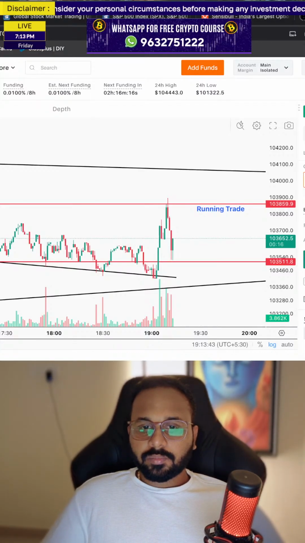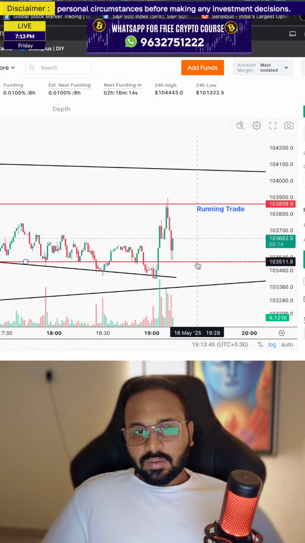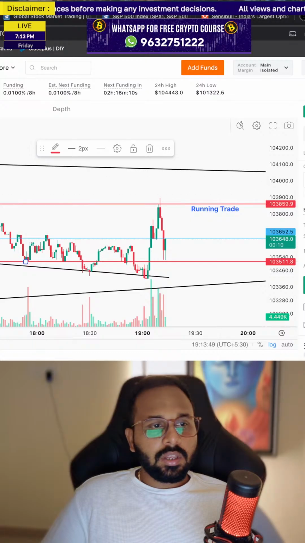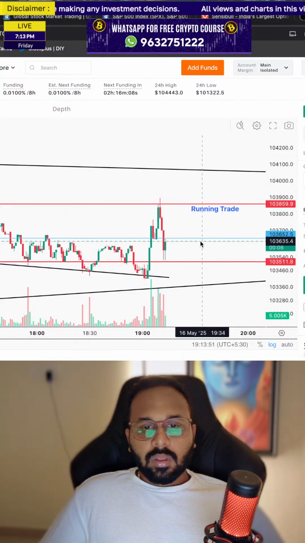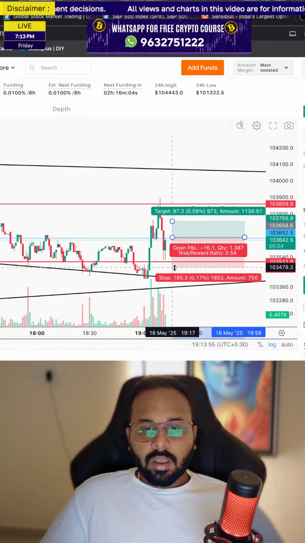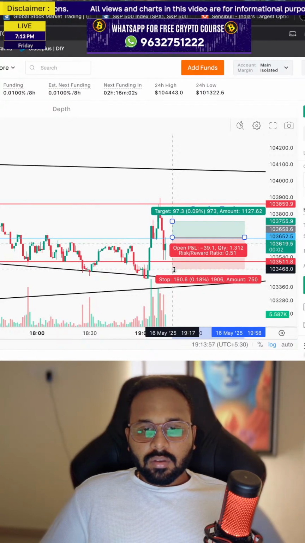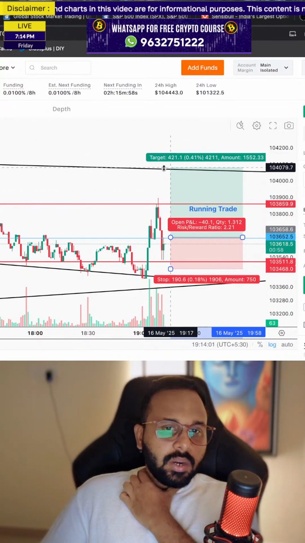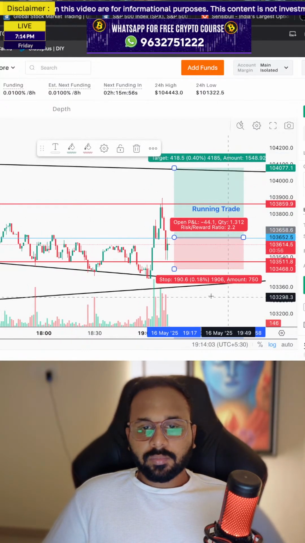So again, what I will do is 200 quantity. Someone was asking for a fresh setup, right? So there is a little conviction for this trade. Again, the stop loss will be small. The target can be the same target I decided earlier.